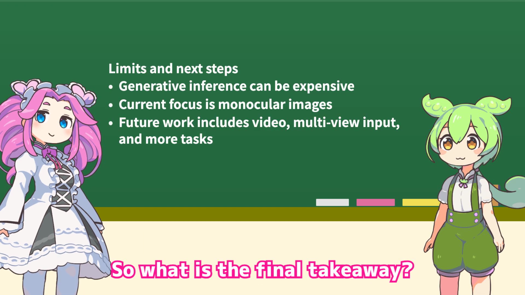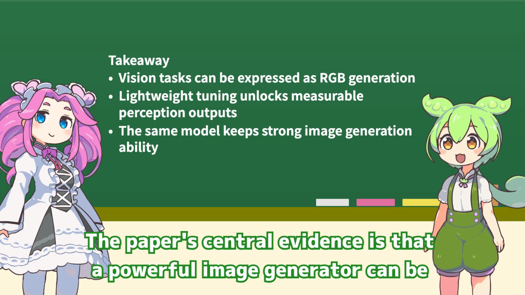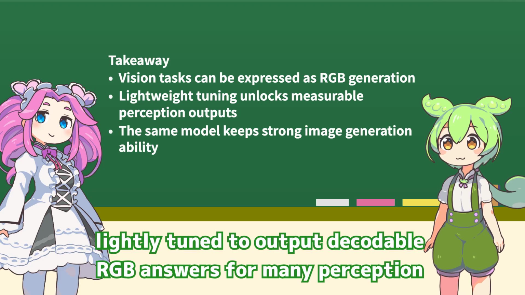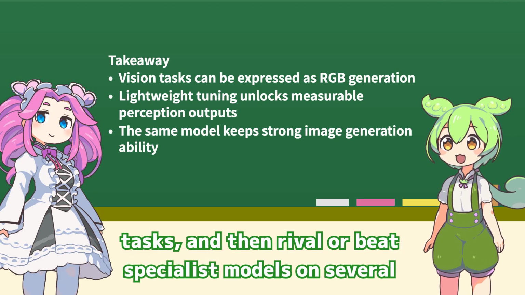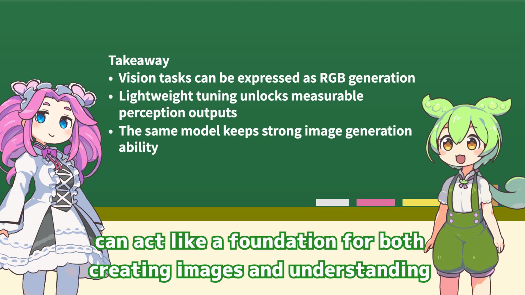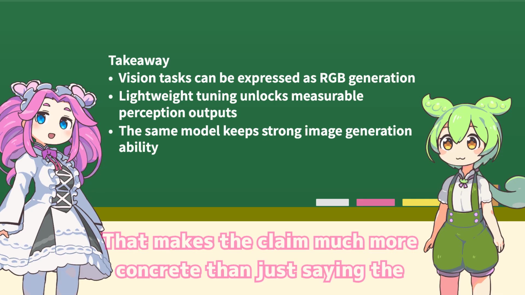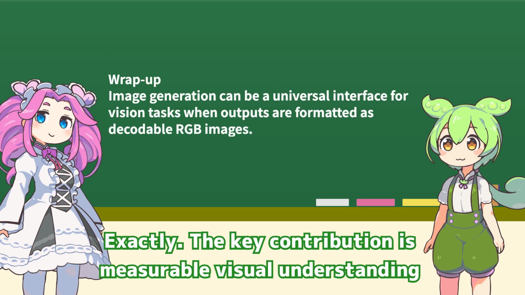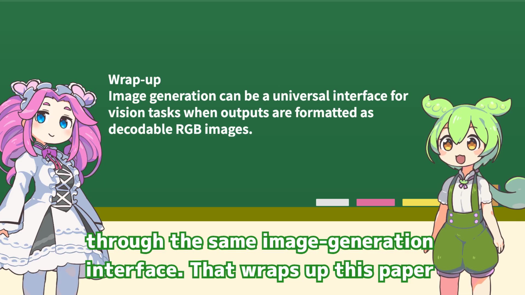So what is the final takeaway? The paper's central evidence is that a powerful image generator can be lightly tuned to output decodable RGB answers for many perception tasks, and then rival or beat specialist models on several benchmarks. That supports the idea that image generation pre-training can act like a foundation for both creating images and understanding them. That makes the claim much more concrete than just saying the generated images look smart. Exactly. The key contribution is measurable visual understanding through the same image generation interface. That wraps up this paper walkthrough.